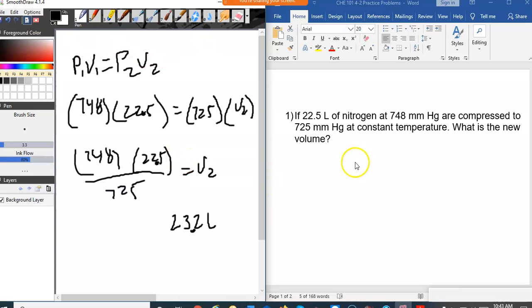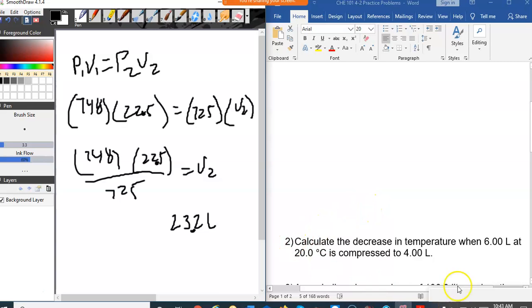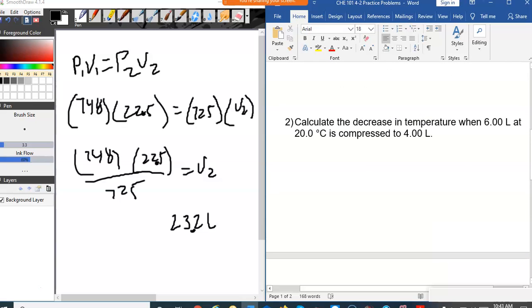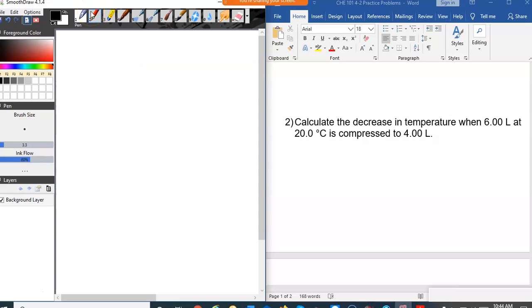All right, good. So you guys got that. Let's see, the next one is: calculate the decrease in temperature when 6 liters at 20 degrees Celsius is compressed. Just for extra practice, obviously do the problem. Also, see if you can remember whose law this is. If you can't, obviously find it. But once you tell me whose law it is, Boyle, Gay-Lussac, Charles, or Avogadro, we'll add that into the question as well.